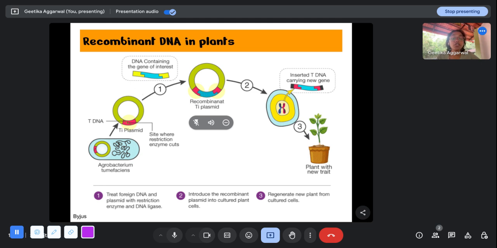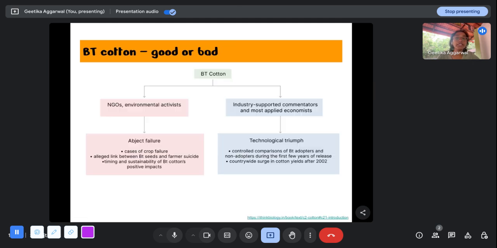So in this case of Bt toxin, we wanted it to carry the trait of this toxicity. So that is how cotton was actually made into recombinant Bt toxin cotton. Then comes the discussion of whether Bt cotton was good or bad for India. So there are two views about this.